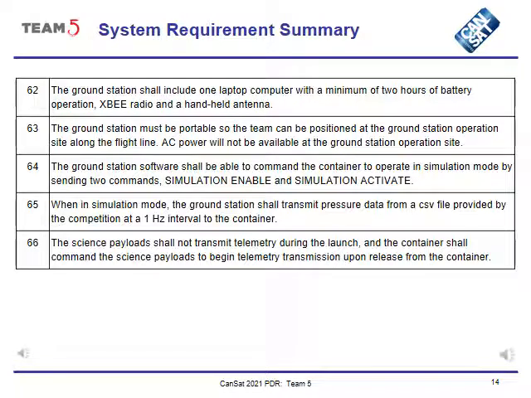64. The ground station software shall be able to command the container to operate in simulation mode by sending 2 commands, simulation enable and simulation activate. 65. When in simulation mode, the ground station shall transmit pressure data from a CSV file provided by the competition at a 1 Hz interval to the container. 66. The science payloads shall not transmit telemetry during the launch, and the container shall command the science payloads to begin telemetry transmission upon release from the container.